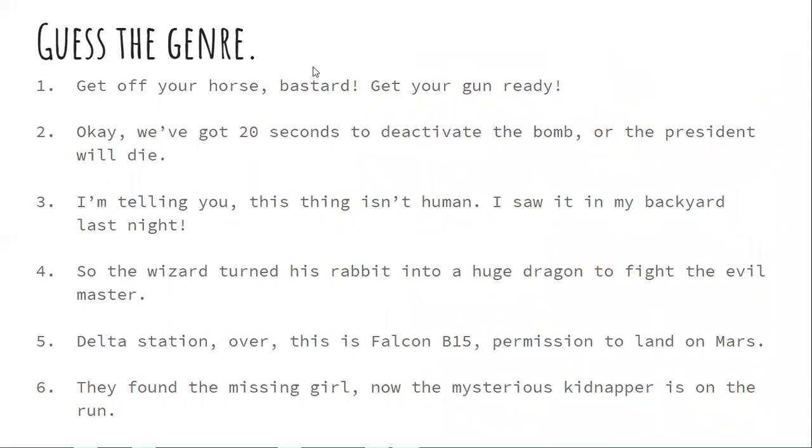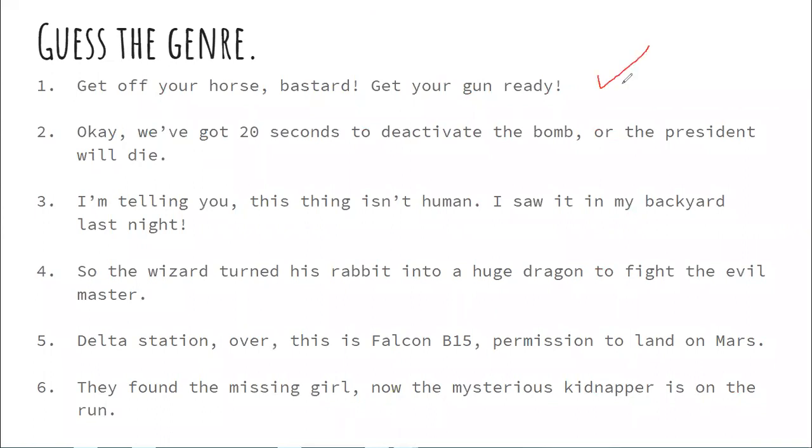Ya, aquí le viene un ejercicio. Ustedes me dicen rápidamente, ¿qué película es? Get off your hands, bastard. Get your gun ready. Western? Western, yes. Perfecto. Okay, we've got 20 seconds to deactivate the bomb or the president will die. Action. I'm telling you, this thing is inhuman and I saw it in the barque last night. Horror, yeah. So the wizard turned his rabbit into a huge dragon to fight the evil monster. Fantasy? Fantasy, yes.